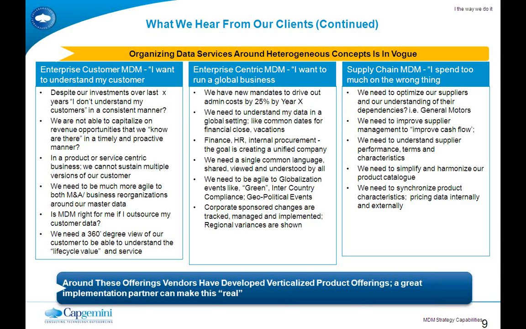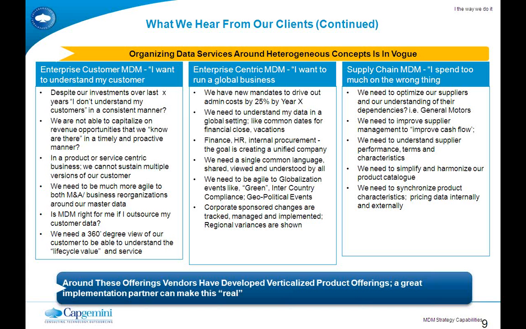MDM typically falls into one of three categories as we see it. The first on the left is customer MDM, and in this case, we're saying, I want to better understand my customer, as simple as that. We're really looking to understand our customer to better serve them, to better identify revenue opportunities, and typically when we're focusing on customer MDM, it is typically revenue focused from a business perspective as opposed to efficiency or cost focused.